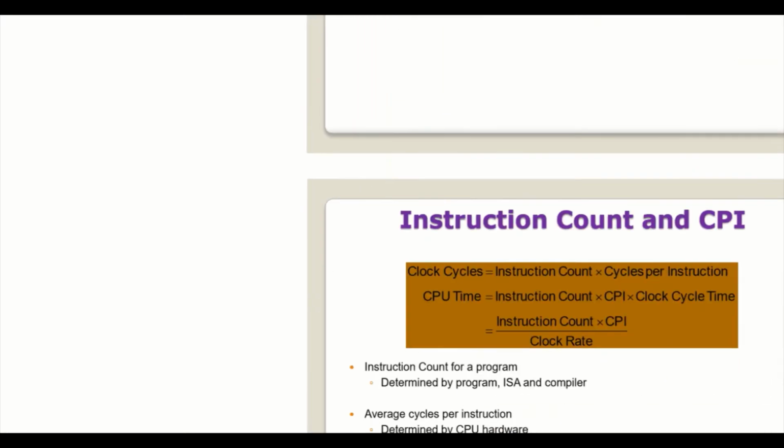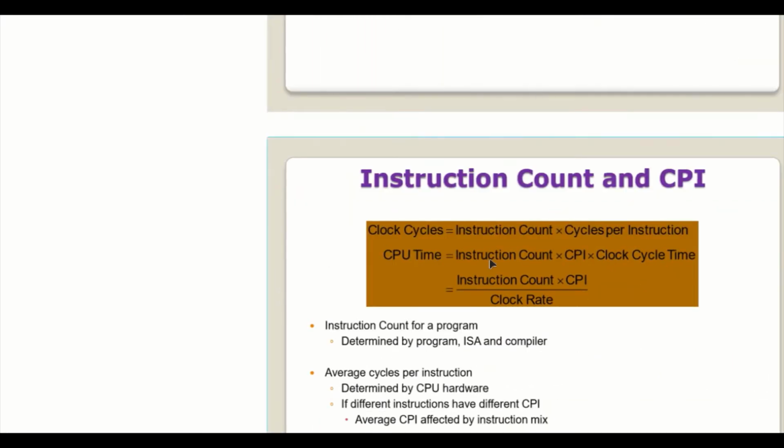Another formula, this formula, can you see this formula? Instruction count, CPI, clock cycle time. I don't have the clock cycle time. So what can I do? I can calculate the cycles. Based on the cycles, I can tell you which one is faster.